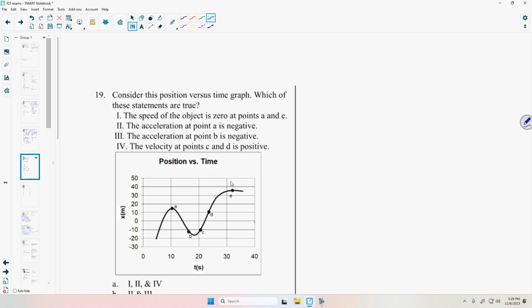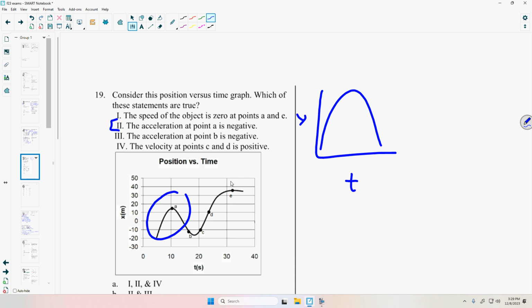Anyway, I want to point out here, because 2 and 3 of these statements were sort of the hardest statements to imagine conceptually. The acceleration at point A is negative. That is a true statement. In fact, if I think about this part of the graph, if I have a position versus time graph that looks like that, this is a position versus time graph y versus t that describes an object that's moving up and then back down again.